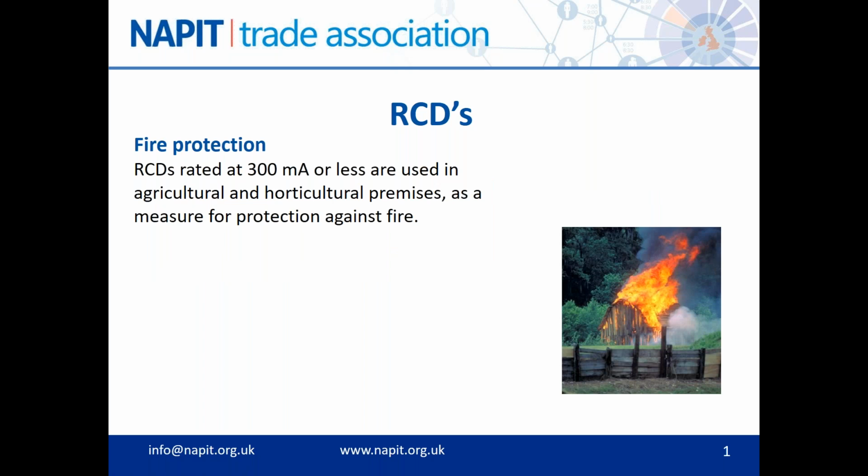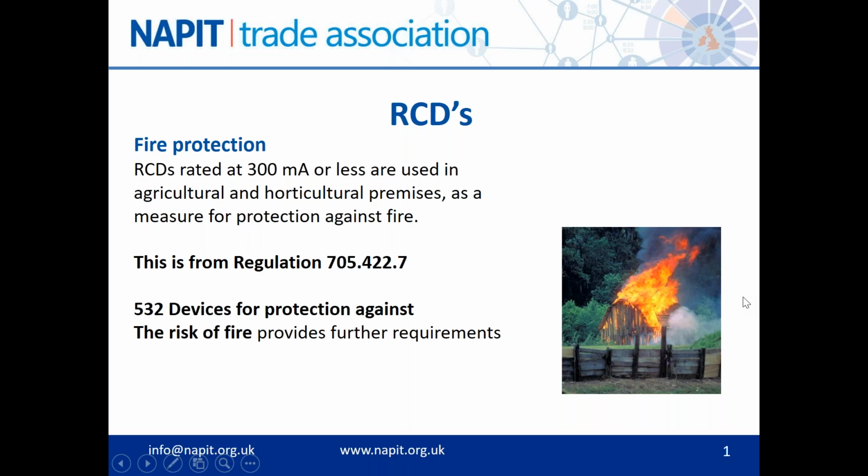The last point is fire protection. Fire protection again is used throughout, mainly the special locations part of the regulations, Part 7. Used mainly for fire. Regulation 705.422.7 is for agricultural and horticultural premises. It includes a part that states you should use a 300 milliamp RCD up front. And in 532 there are also sections for the protection against the risk of fire.